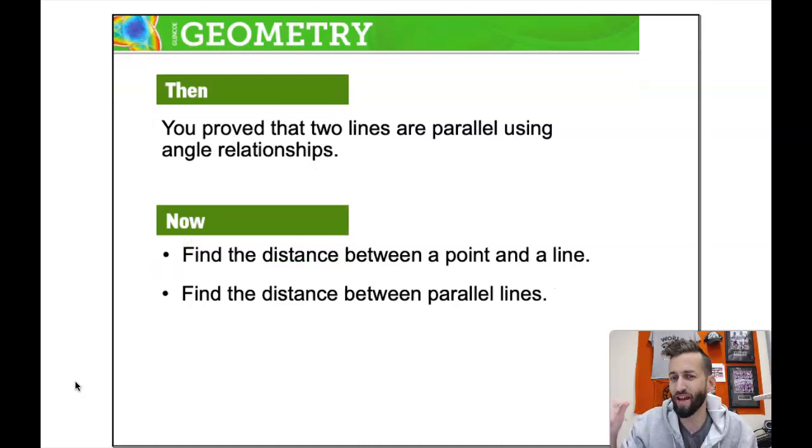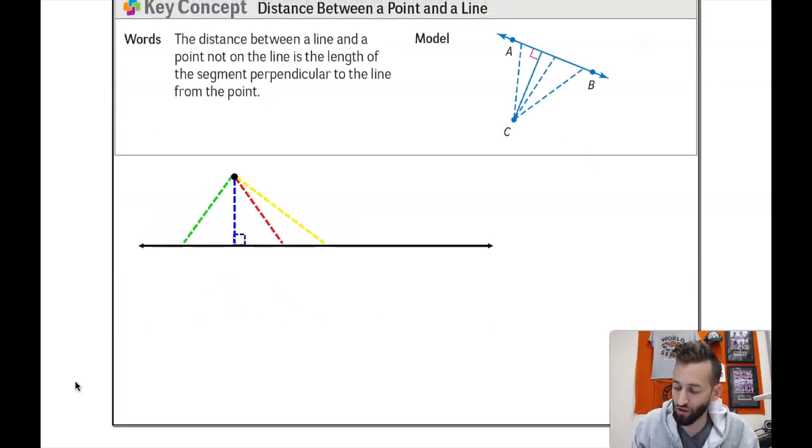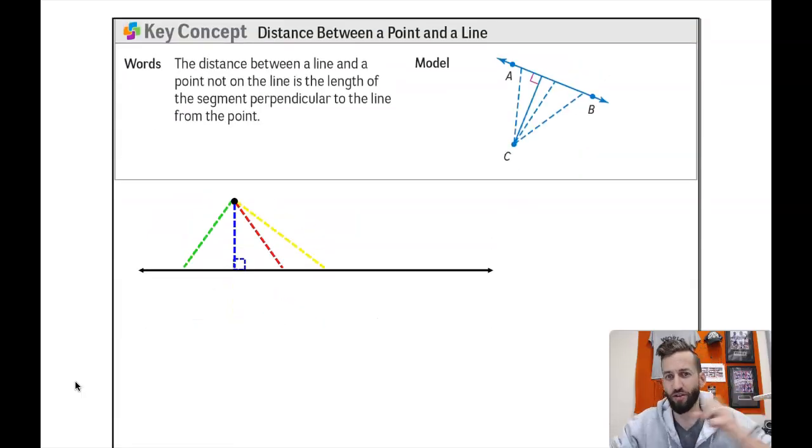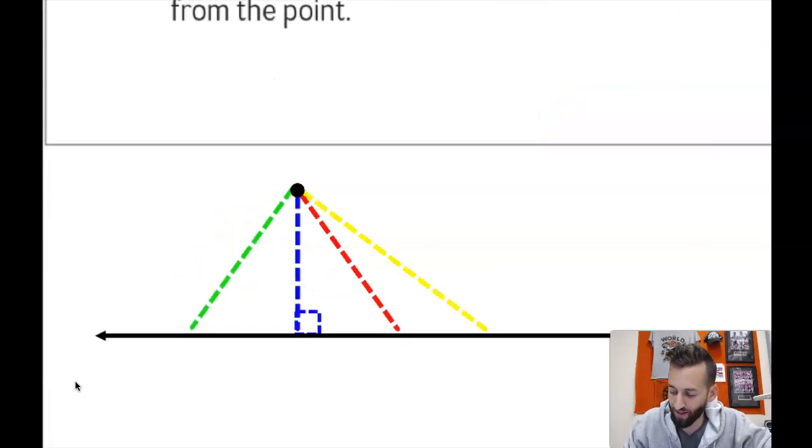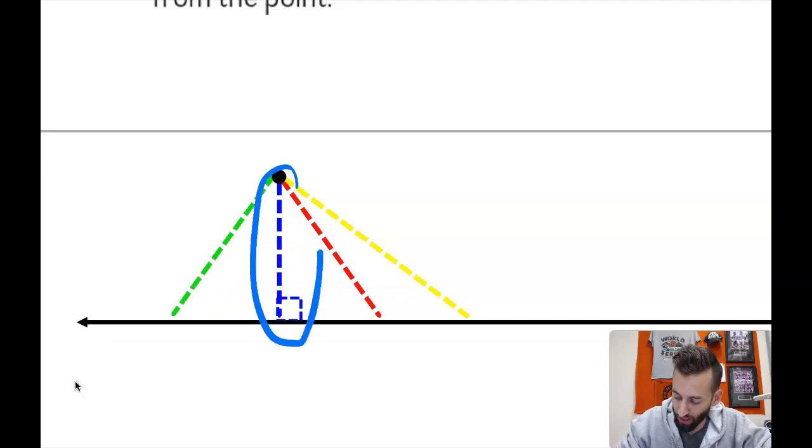Really, all we're doing today is finding the distance between two lines, okay? And in order to do that, we need to know this concept first. That the distance between a point and a line, if I was looking at these pictures, which one is the actual distance? Well, it's the shortest distance, which is this blue line. It always will be perpendicular.